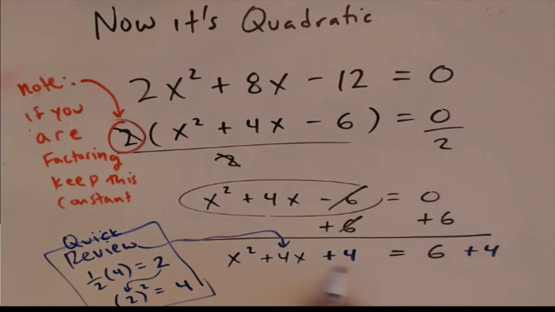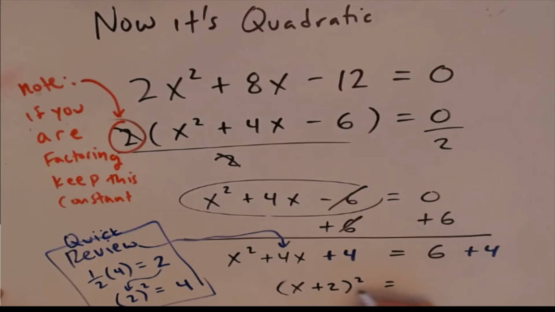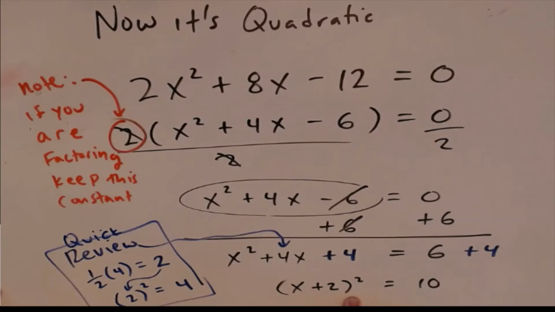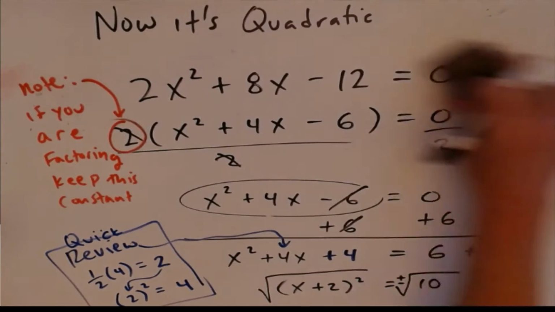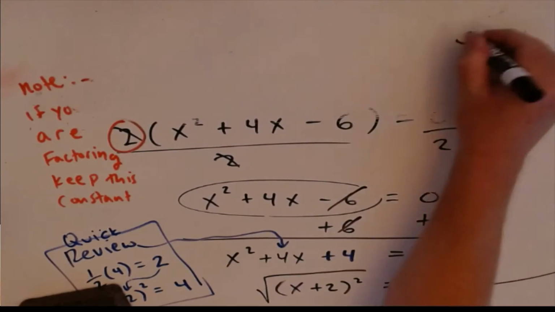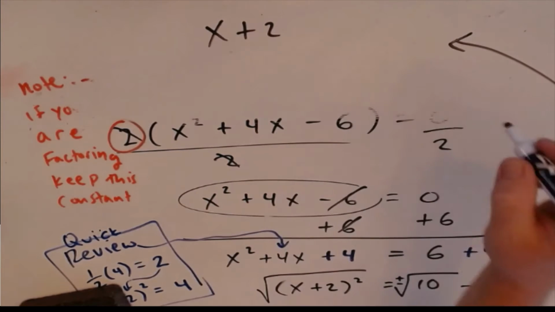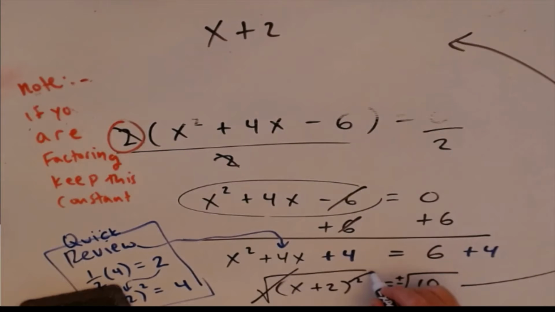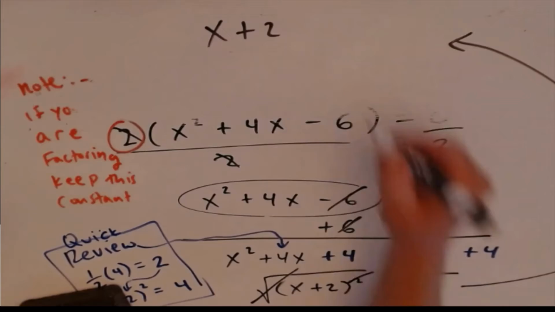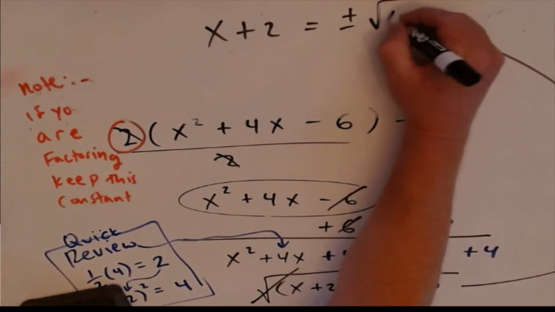Remember, when you do the completing the square, you automatically get a perfect square. That's the whole point. So you have (x + 2)² = 10. And now you're going to take the square root of both sides. Don't forget the plus or minus on the right-hand side. So now you have x plus 2. Remember, these guys are going to cancel out. You could drop the parentheses now. It is plus or minus the square root of 10.